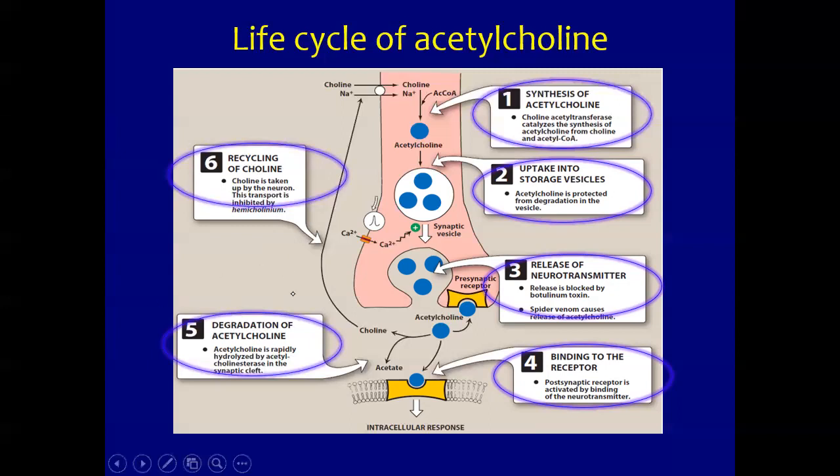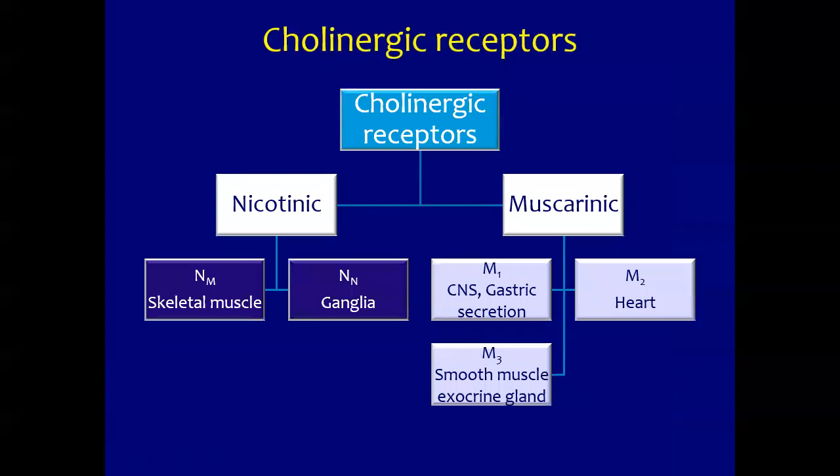Now, cholinergic receptors. What are the receptors? We discussed this in stage number 4. In this cartoon, there's only one receptor, but there are various. What are those? Muscarinic and nicotinic receptors.